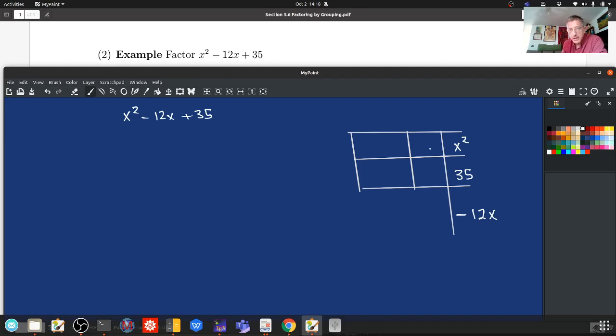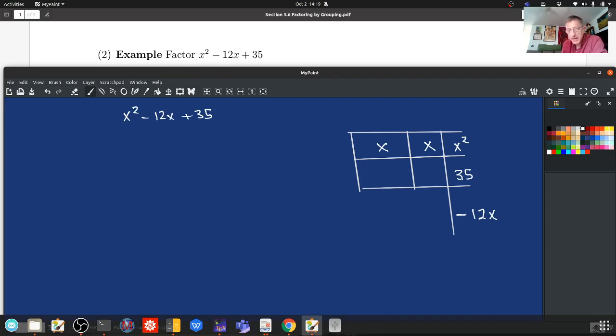So again, I have to write two variable terms in my first row. When I multiply them together, I get x squared. So I only have one choice, x and x. So when it's a monic polynomial, meaning again that the leading coefficient is 1, then I can immediately write x and x. You never write negative x times negative x. That would work, but that's not what we want. We always want the leading term in our factorization to be positive.